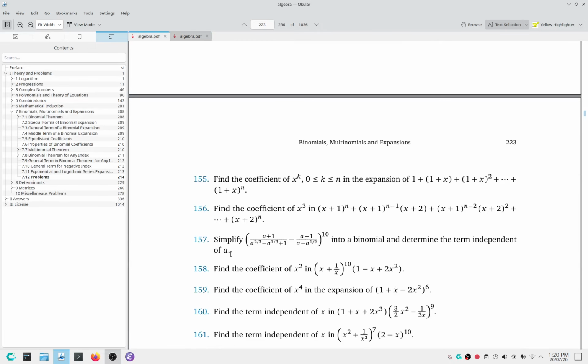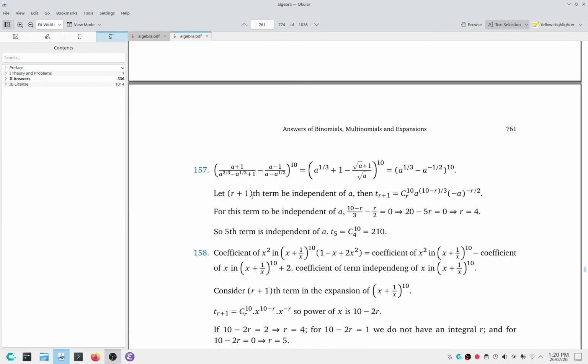Now we move on to question 157. It says: simplify (8 plus 2 upon a to the power 2 by 3 minus a to the power 1 by 3 plus 1 minus a minus 1 upon a minus a to the power half) whole to the power 10 using the binomial theorem, and determine the term independent of a. So with this given expression, we can write it as (a to the power 1 by 3 plus 1 minus square root of a upon ... plus 1 upon square root of a).